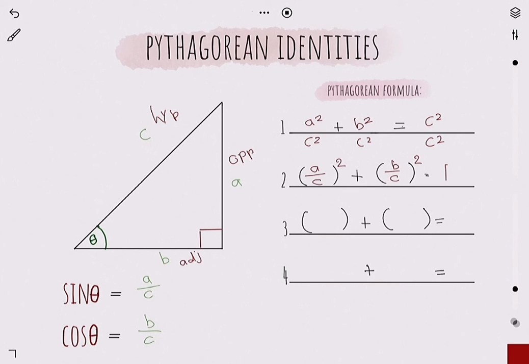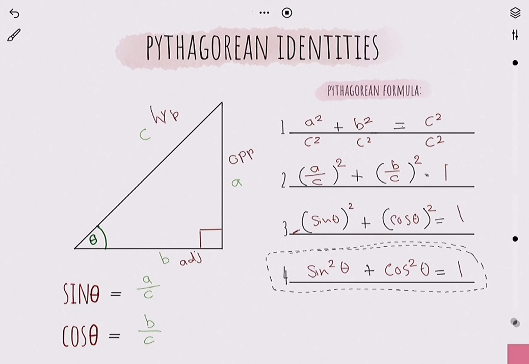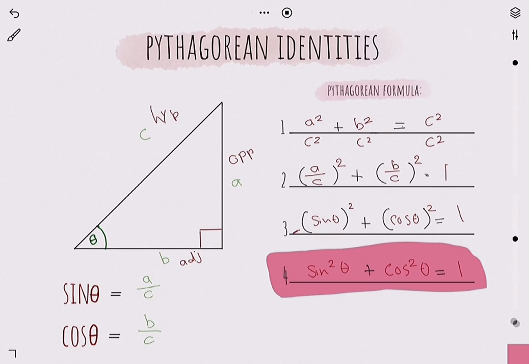For the third step, we know that A over C is sine. So all you need to do for the third step is you write sine theta to the power of 2, plus B over C is cosine, so you write cosine theta to the power of 2, and 1 will be the same. So now for the fourth step, you would write sine squared of theta. This is the same thing as this one. And then plus cosine squared of theta, which equals 1. So this right here is the most important identity.